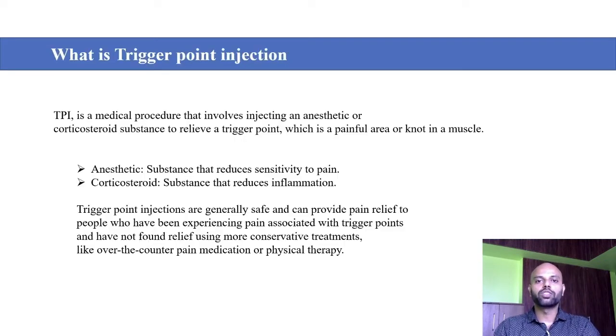What is a trigger point injection and when does a provider use it? When a patient has muscle pain that is not relieved with over-the-counter drugs or physical therapy, the provider then goes for a trigger point injection. In a trigger point injection, the provider uses anesthetics or a corticosteroid substance to relieve the patient from the pain. This is generally a painless method for relieving the patient from the pain.